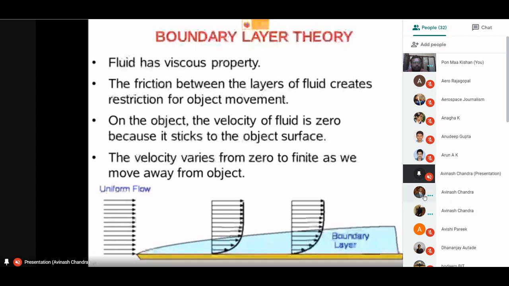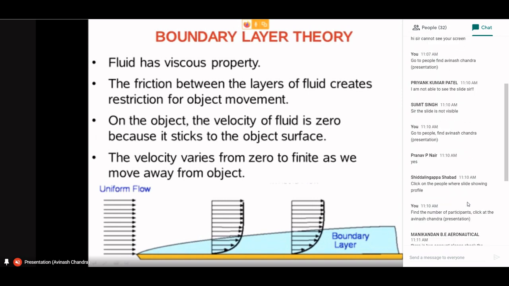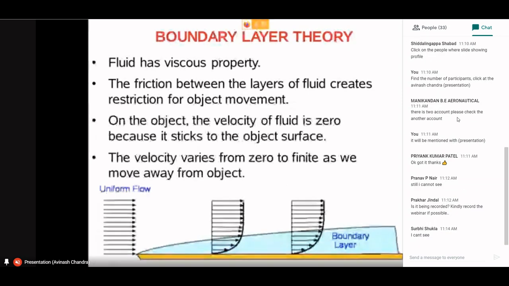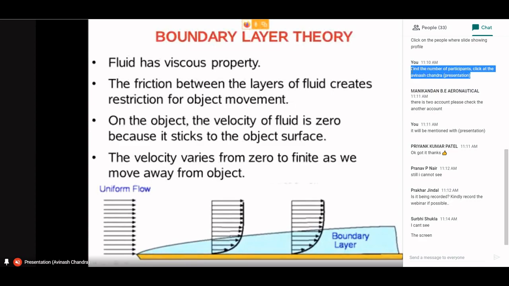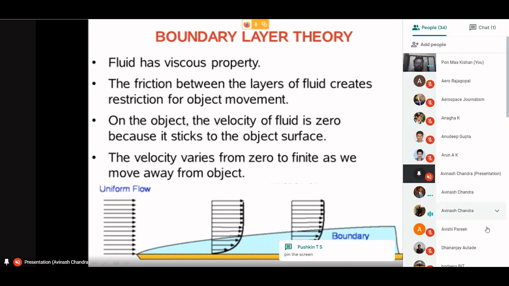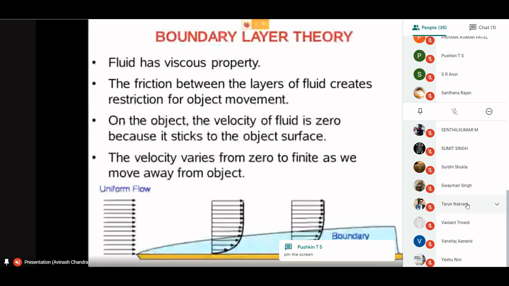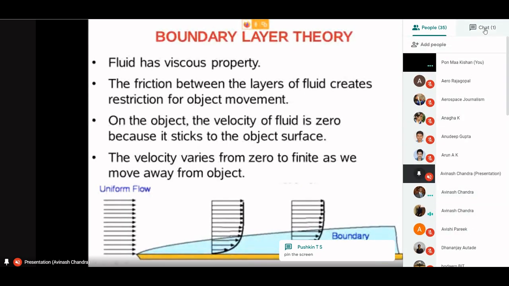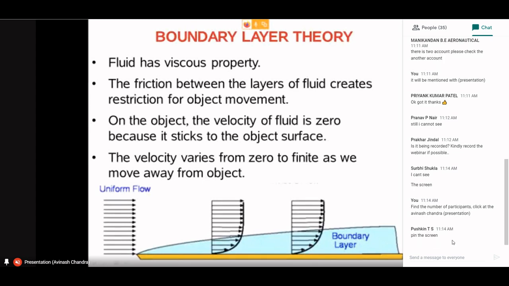But if you slowly go from the surface, that is from zero distance to the upper side, the friction between the layers will start reducing. It will not have much effect because one layer, another layer, it is sticking. The second layer will have some frictional loss, because those adjacent layers can move, they can slip on each other. So slowly, if you see the velocity profile from the plate, it goes slowly to the free stream, where your velocity will be equal to the uniform velocity, which is the free stream velocity.